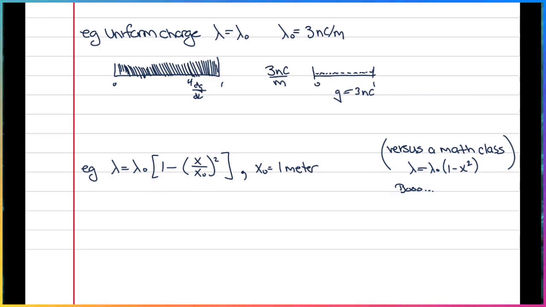Not because I have anything against math majors, I was a math major myself. But in a science class, we always have to be careful with the units. If this is a charge density, the unit of this is the unit of this, which means this entire thing better be dimensionless. If I just write 1 minus x squared, and then I'm plugging in 1 meter for x, that seems confusing to me, unless you tell me that x must be in meters before you plug in a number or something like that.